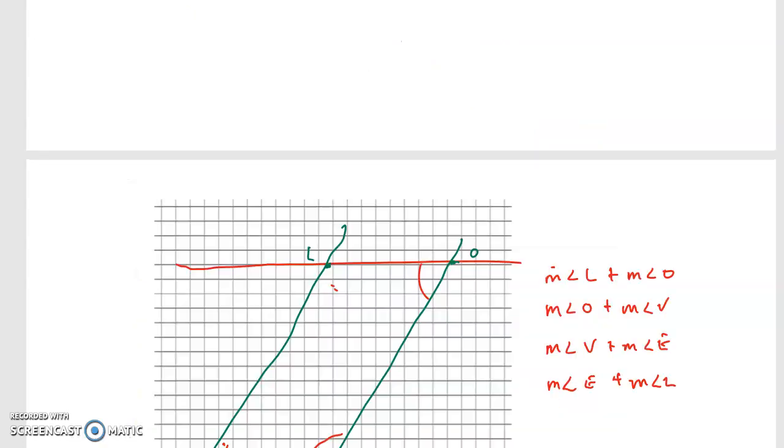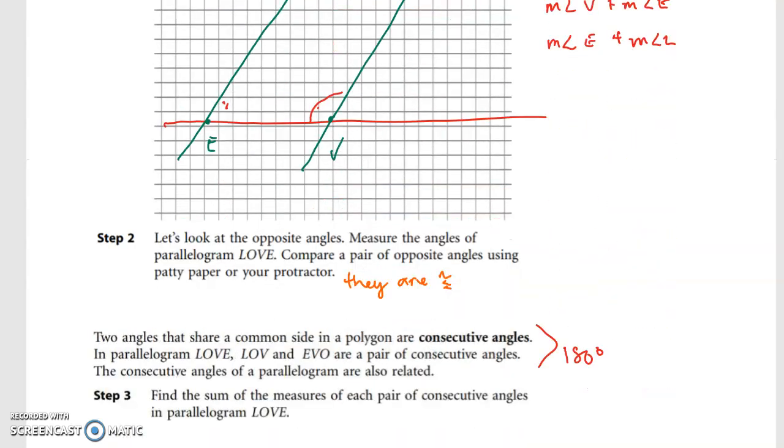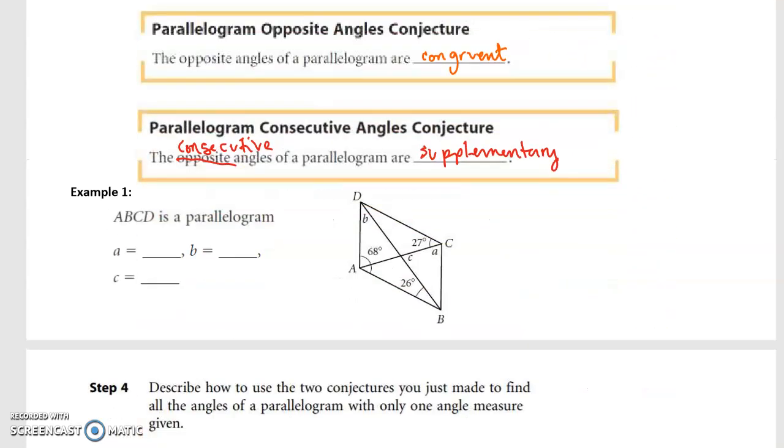So now, let's use those conjectures to find some missing measurements. We have ABCD as a parallelogram, and we want to find A, B, and C. I just want you to notice how to read this diagram. See how this arc goes all the way from here to here, and it's labeled 68. That means this is angle A here, or angle DAC or DAB.